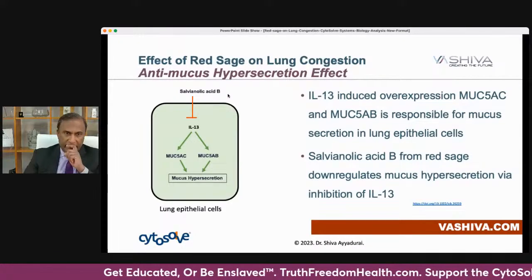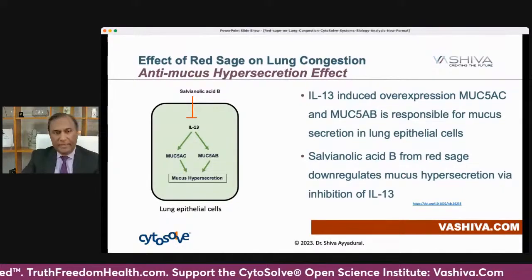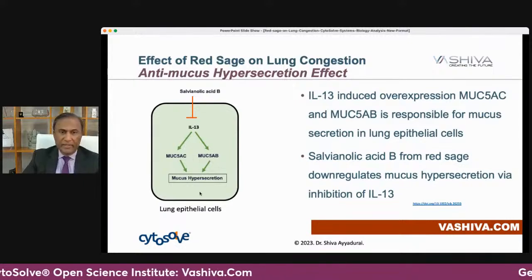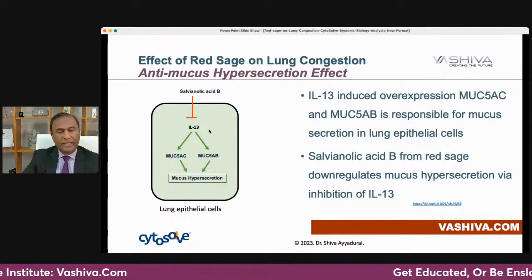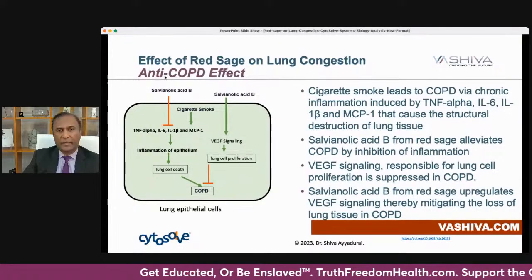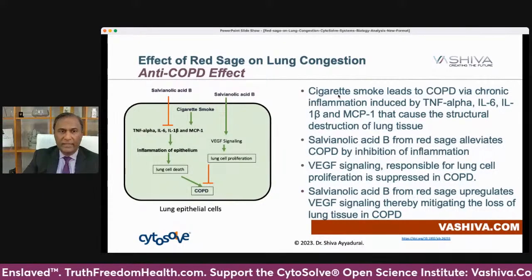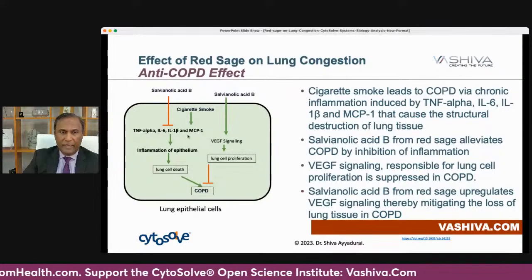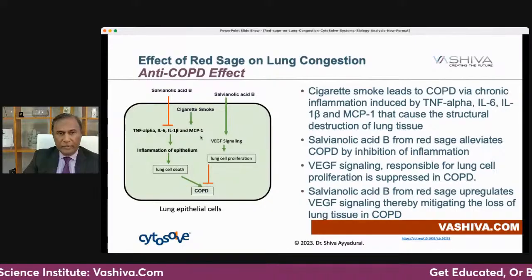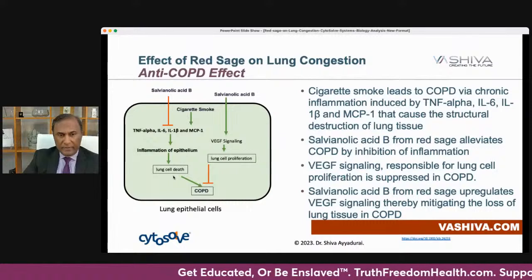So salvianolic acid B blocks IL-13, which initiates this. So IL-13 is not a good cytokine because it leads to hypersecretion, and salvianolic acid stops that. So the second effect is anti-mucus. And then finally, anti-COPD. People who smoke have COPD, right? Now, cigarette smoking leads to COPD via chronic inflammation induced by TNF-alpha, IL-6, IL-1 beta, and MCP-1. So cigarette smoke, right here you can see, leads to these four cytokines, which leads to inflammation of the epithelium, which leads to the cell death of your lungs, which leads to COPD.